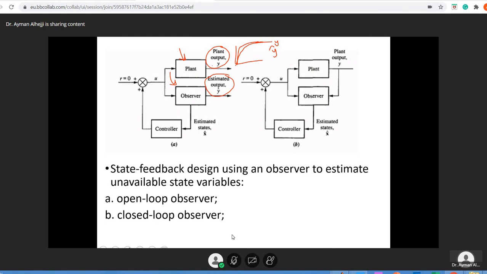This is only in state feedback design, using an observer to estimate unavailable state variables. We have two: here in this form as open loop, and here as closed loop. Closed loop, why? Because the output of the actual plant is fed back into the observer. So what is the observer for? Inshallah, we will discuss it next in part 2 of the state space.